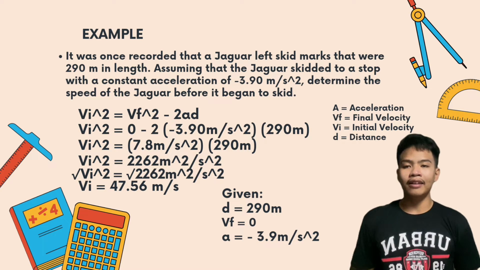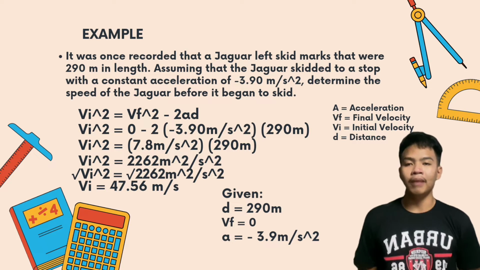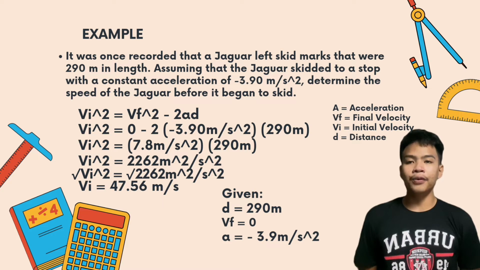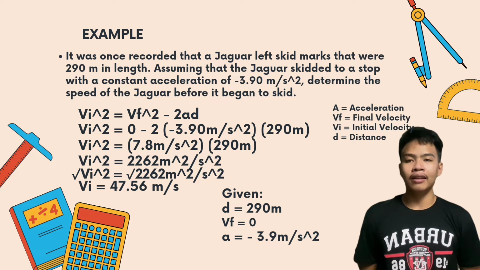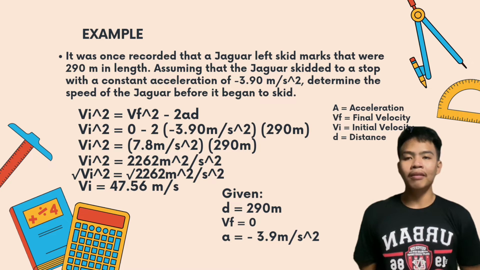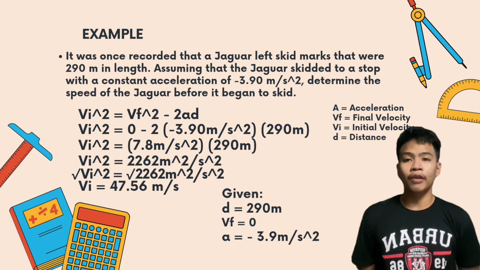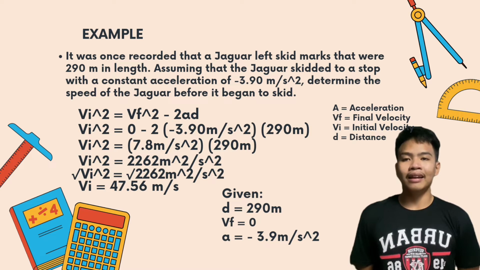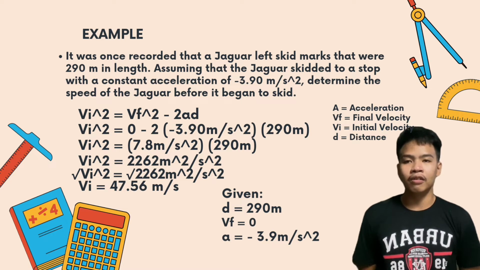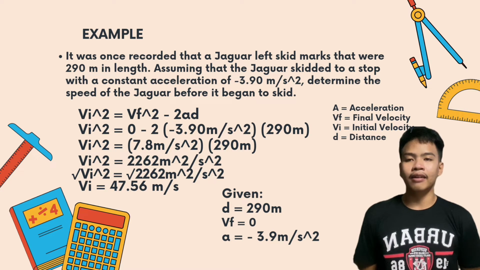That's why I decided to use the formula vi squared equals vf squared minus 2ad. Vi squared equals 0 meters per second minus 2 multiplied by negative 3.9 meters per second squared multiplied by 290 meters. The total will be 2,262 meters squared over second squared. Then, take the square root to get the final answer, 47.56 meters per second.